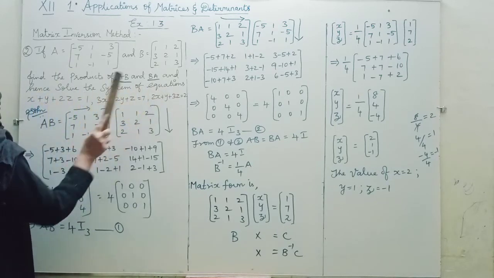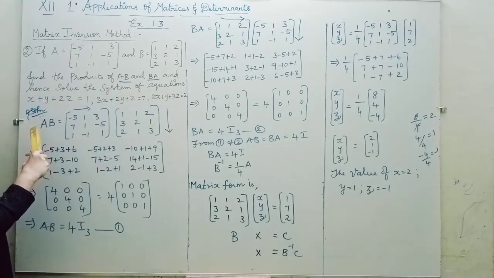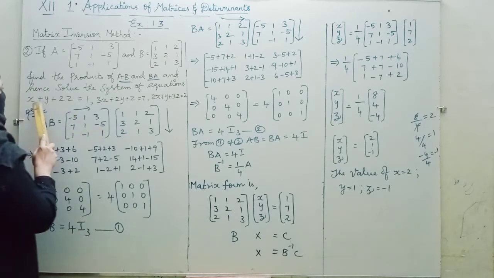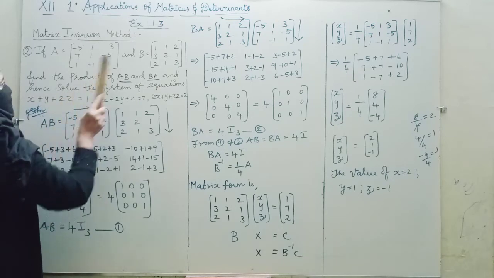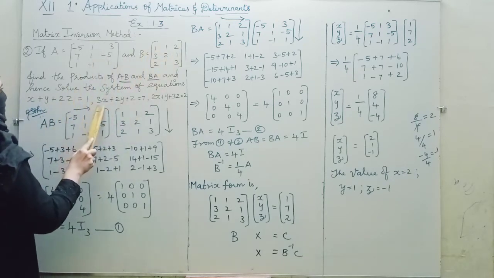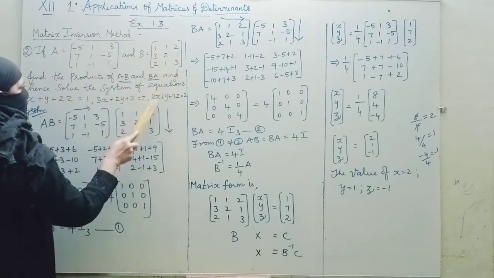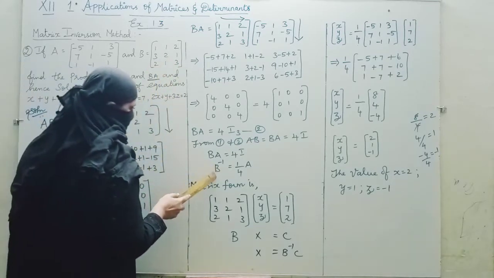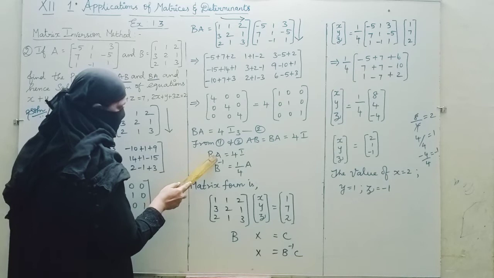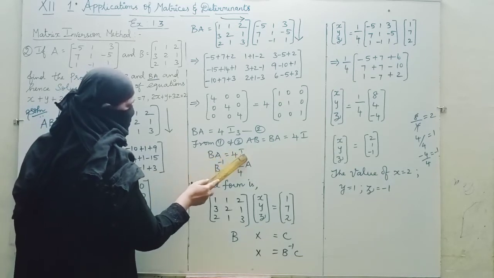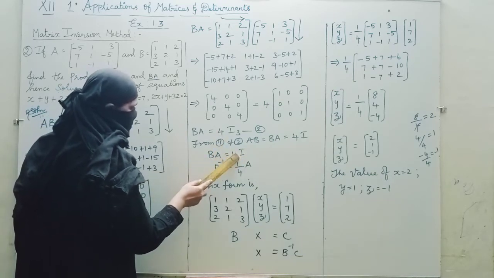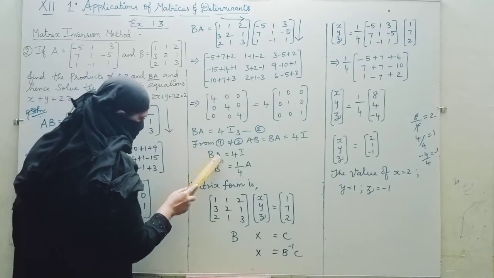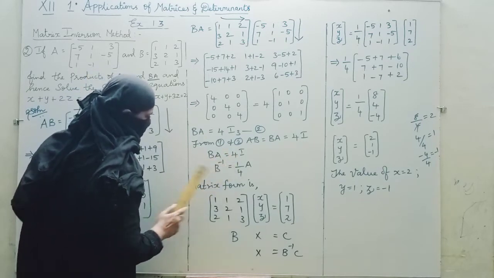In the system of equations, as we did in the earlier sums, do this also. So here, same only: 1 1 1 2 1 1 2, next one 3 2 1 3 2 1 2 1 3. Only the B value they have given. So I am taking the B inverse now. If BA is 4 times I, BA equal to 4 times of I. Now A, you can keep it here, this 1 by 4.